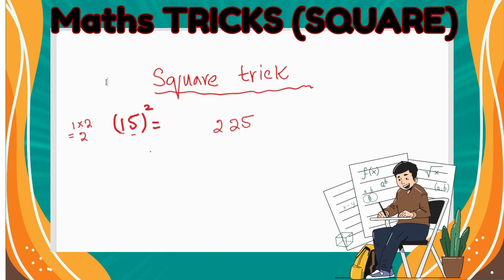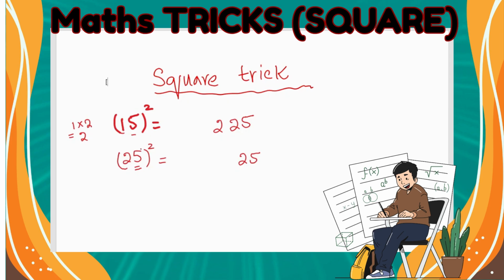Okay. Let's see one more example. I hope you understand this one. Let's see another example that gives you more clarification. So 25 square is equal to, what is the rule? The rule is we're going to take the square of the first number. 5 square is 25.